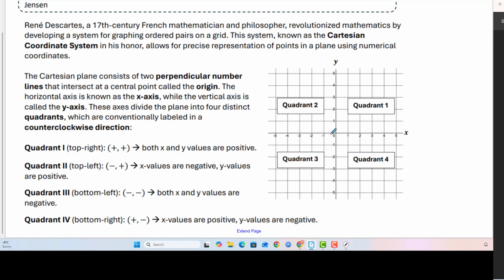Quadrant 3, kind of the opposite of quadrant 1, in that both the x and y values are negative in this quadrant. And then quadrant 4, we have the y values, which are negative, and the x values are positive. So important things to note.